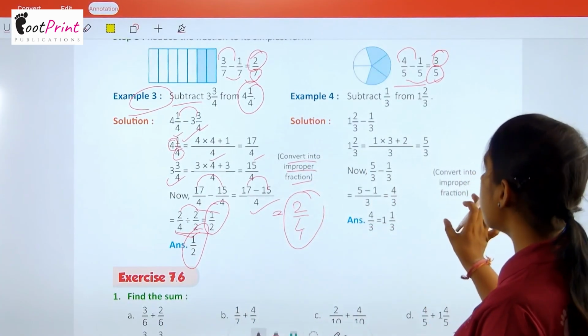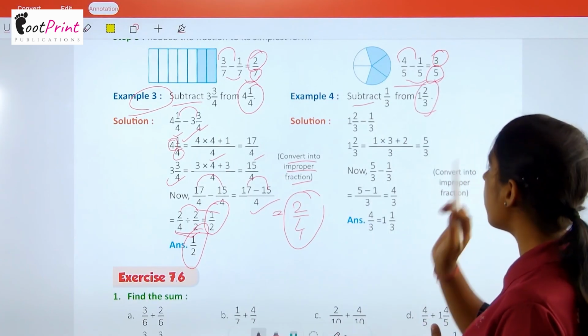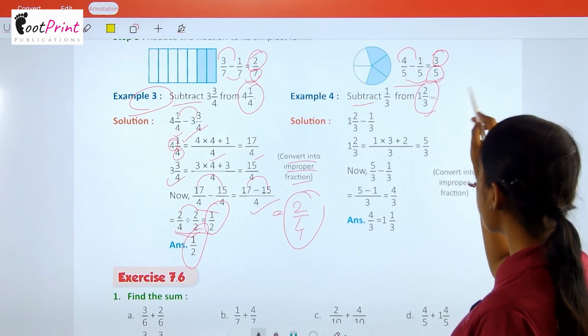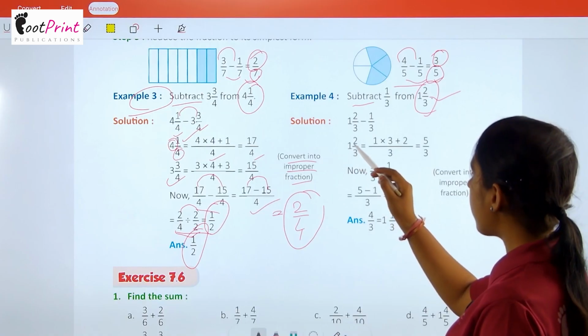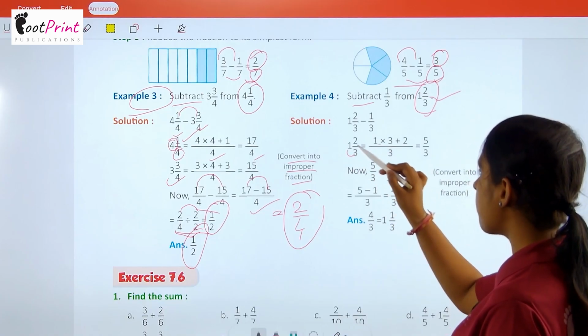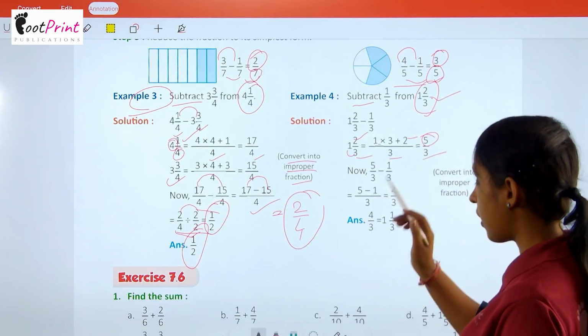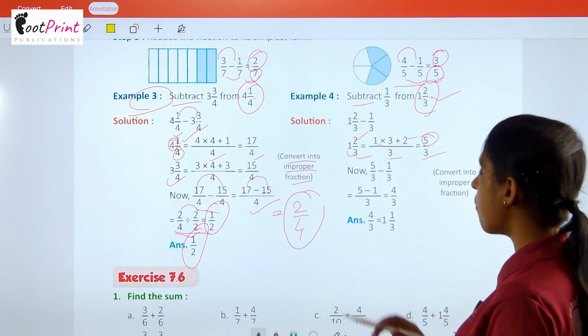Here also, subtract 1/3 from 1 whole 2/3. So here we first change the mixed fraction into an improper fraction. So 1 whole 2/3: 1 times 3 is 3, plus 2 is 5, and the denominator will be the same. It means now we will subtract 1/3 from 5/3.